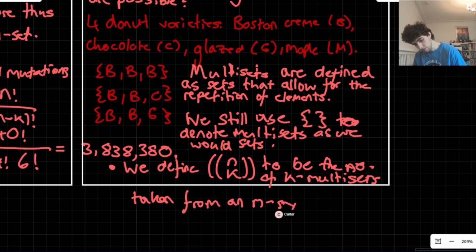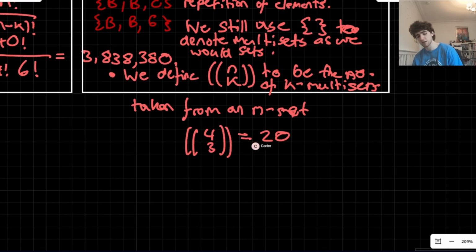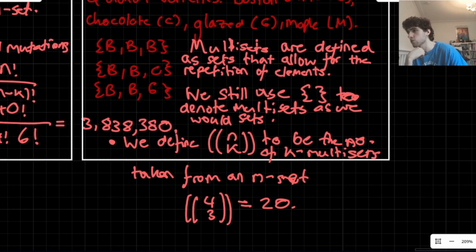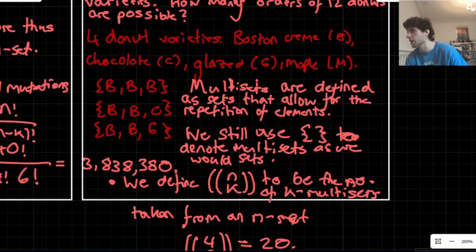Now what we do know, specifically from the example that we just looked at, is that the number of 3 multisets, so multisets of size 3 taken from a set of size 4, is actually 20. So maybe we can use that to check against later on. Because effectively each of these orders of 3 donuts is a multiset of size 3, and there are 4 possible choices for each donut. You could have a Boston cream, a chocolate, a glazed, or a maple.